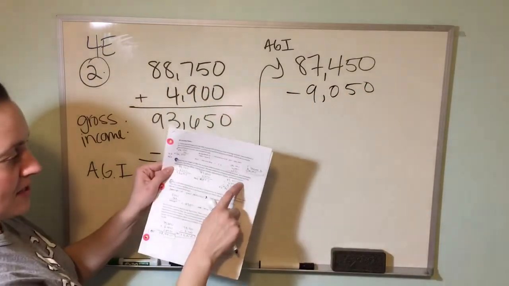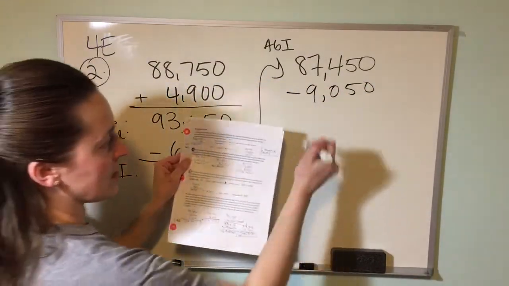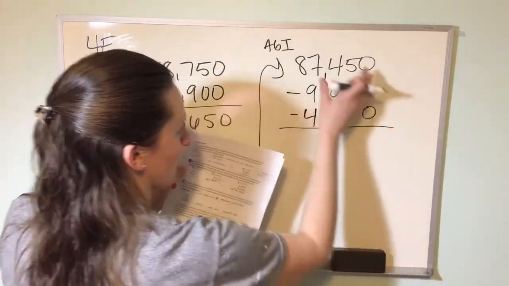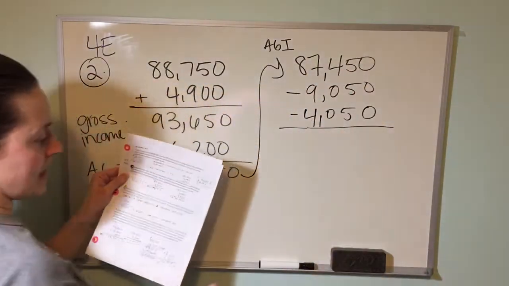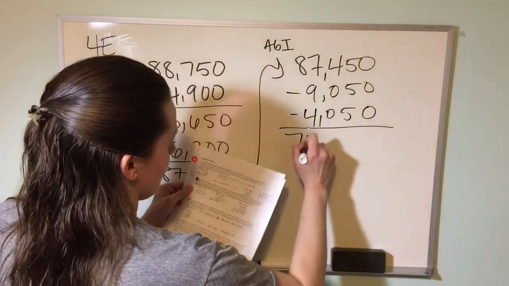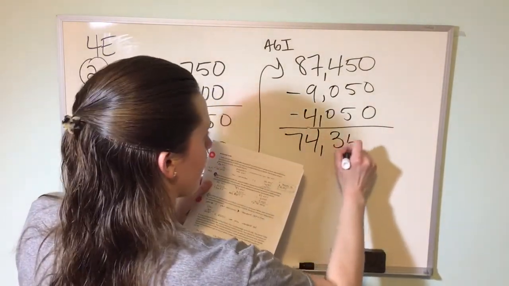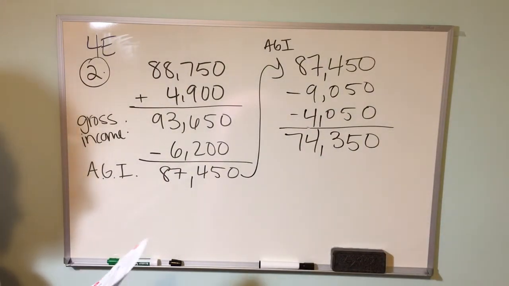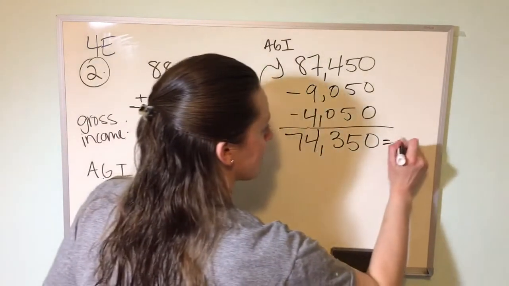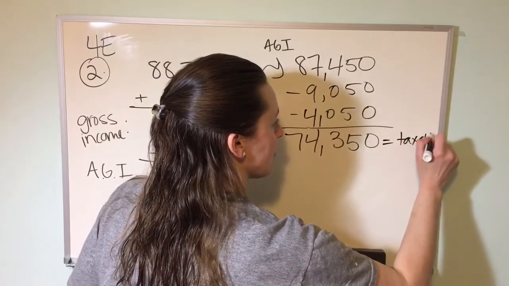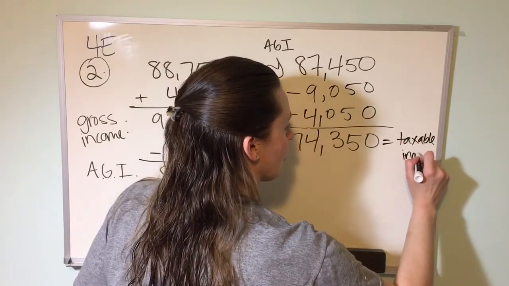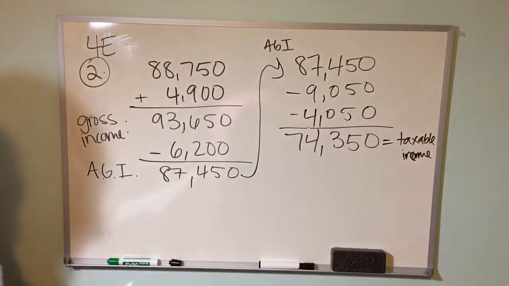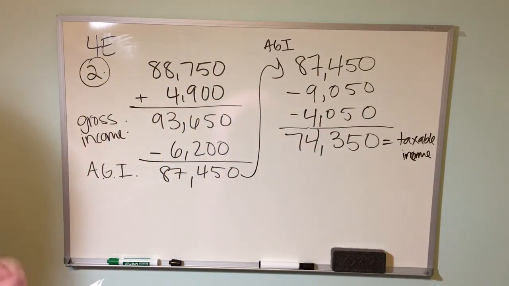And she also has, I missed it, the personal exemption of $4,050. So we're going to take that, subtract, and subtract again, and that gets us to, I already did the math out, but again, I encourage you to do it on your calculator too. $74,350. That is her taxable income. And that's it for number 2.